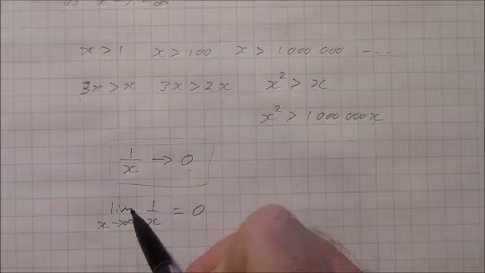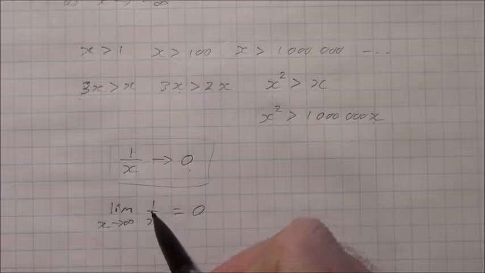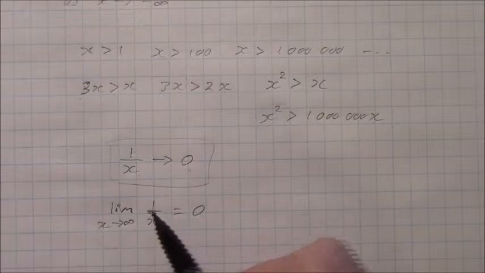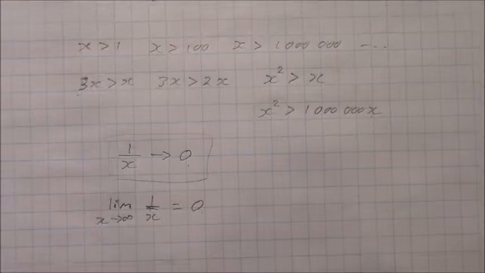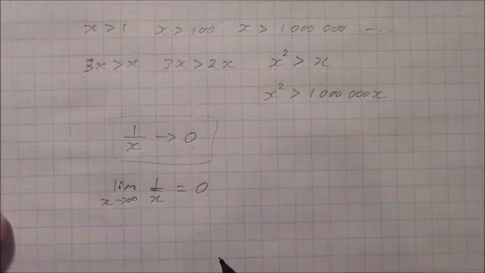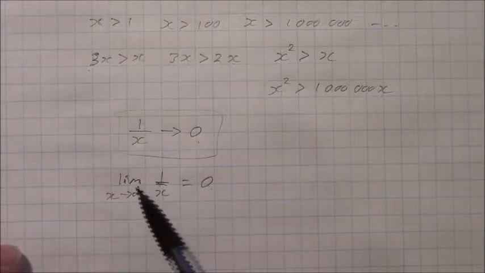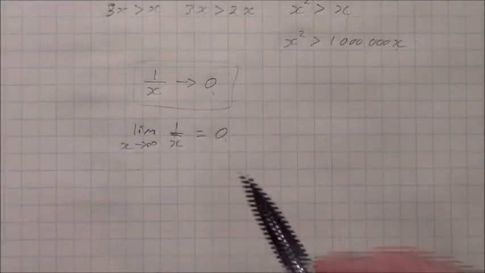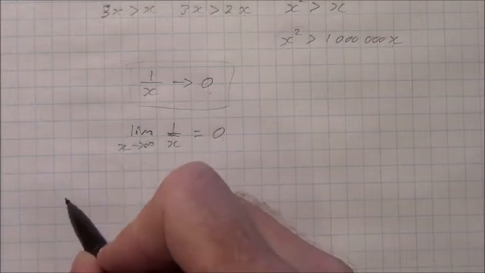So the limit can equal 0. That's not saying that 1 over x becomes 0. 1 over x is just approaching 0. Okay. So we're talking about limits when x is very, very large. So let's take a quick little example here.